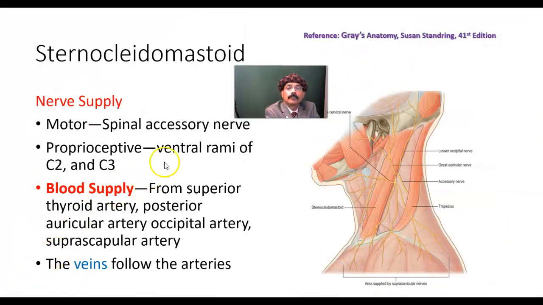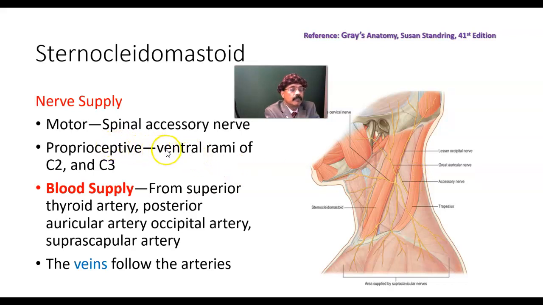Okay, so nerve supply of the sternocleidomastoid muscle: motor innervation is by the spinal accessory nerve. This nerve also innervates the trapezius muscle and it passes over the posterior triangle area after supplying the sternocleidomastoid muscle. This is the motor innervation to both the muscles, sternocleidomastoid and the trapezius.